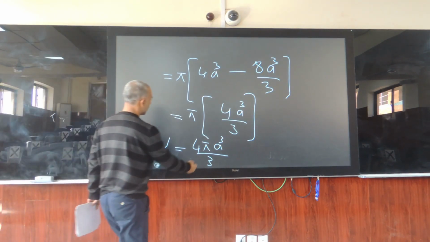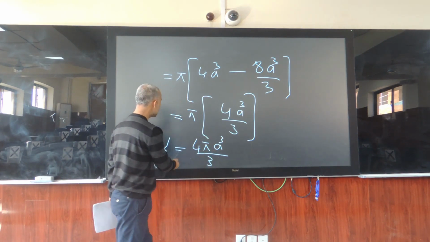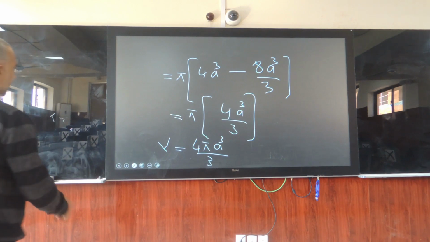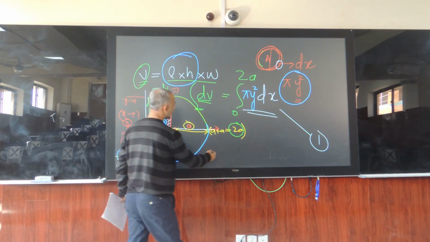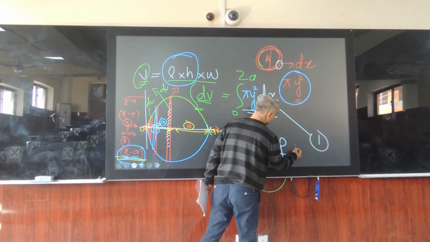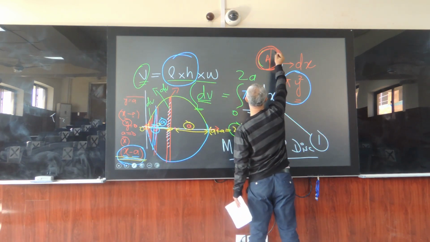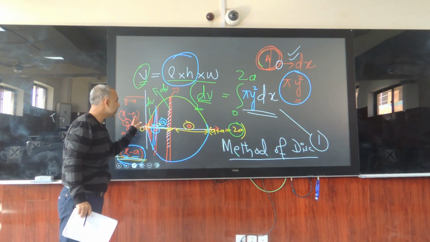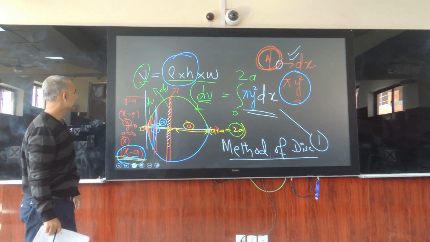By substituting the value of a in meter or centimeter or millimeter, whatsoever, we can determine the required volume of a ball in its numeric form. Remember, this method is known as the method of disk. Why disk? Because we are considering one disk from it, and by summation of all the disks we can determine the net volume of a ball. Thank you.